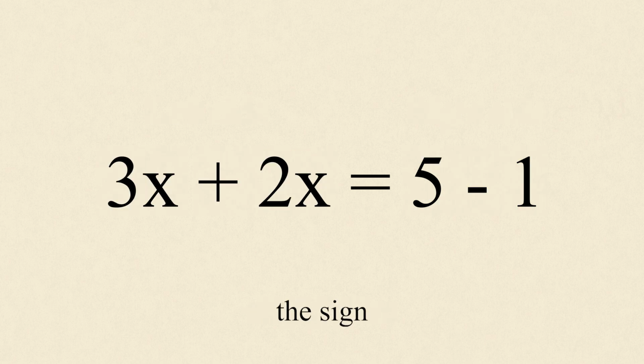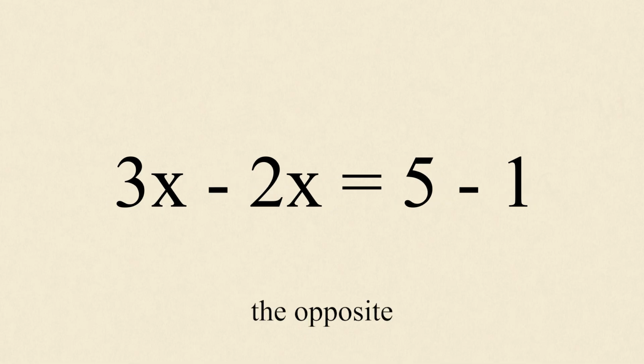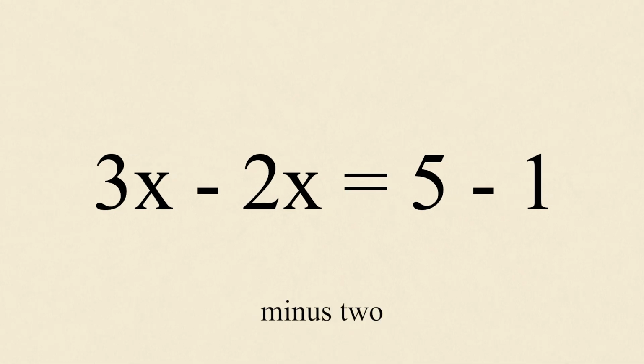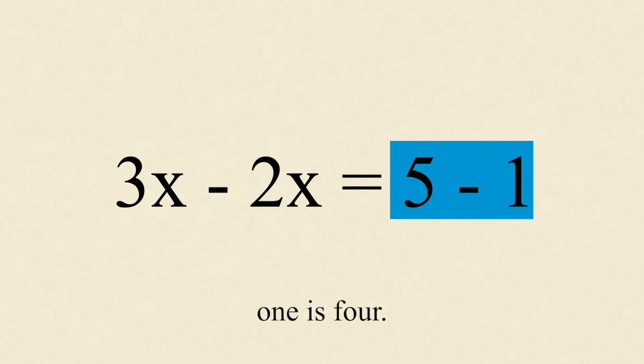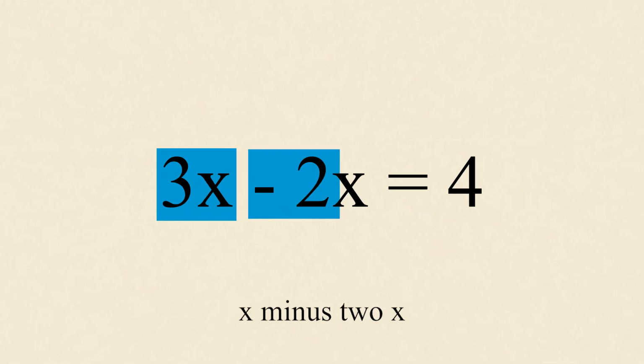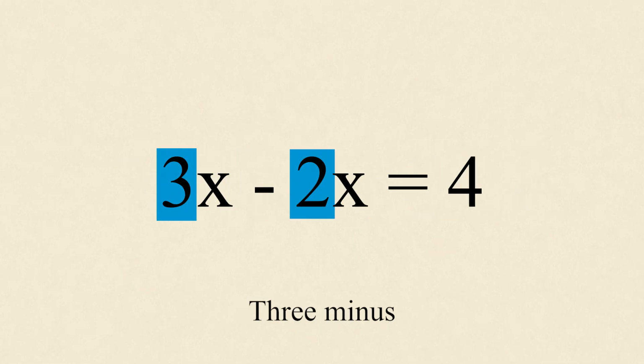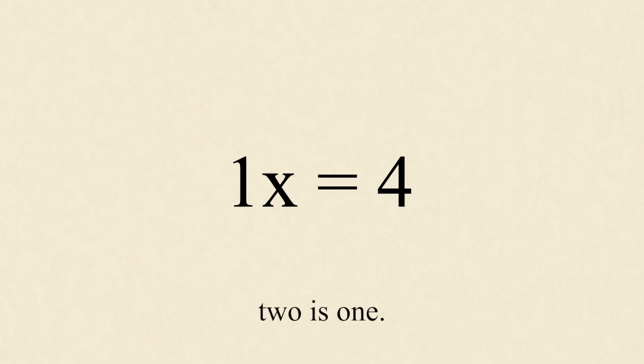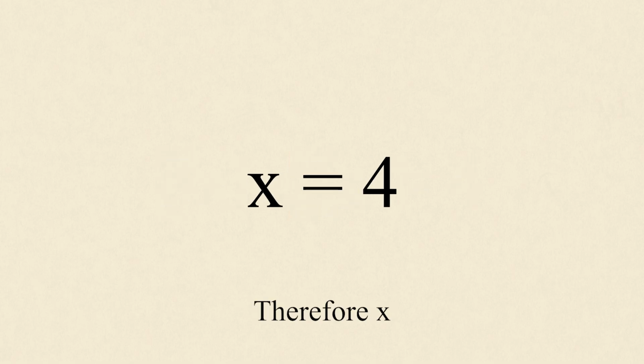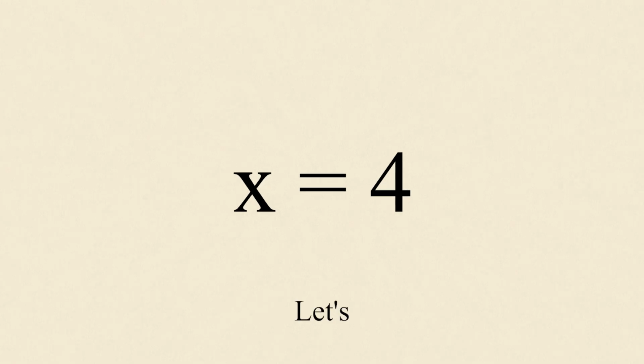Okay, let's change the sign of 2x to the opposite. And we get 3x minus 2x equals 5 minus 1. 5 minus 1 is 4. For 3x minus 2x we subtract the coefficients. 3 minus 2 is 1. So 1x is just x. Therefore, x equals 4. Let's check the answer.